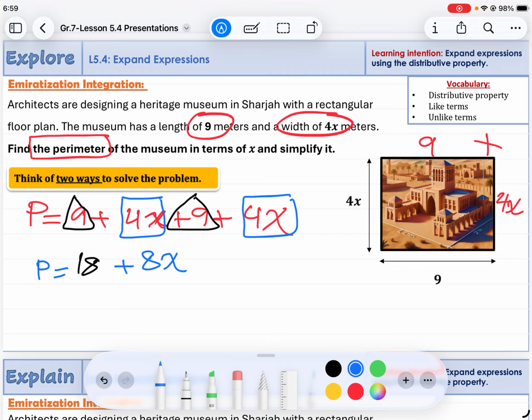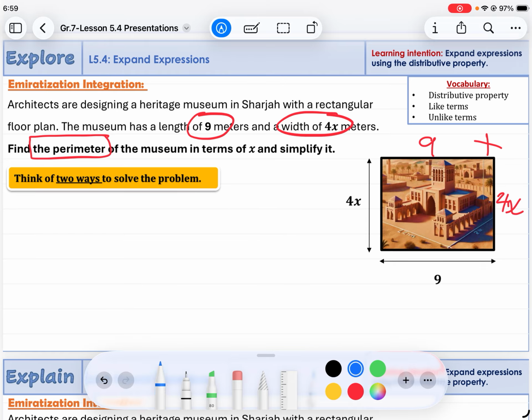In order to simplify the expression, you use shapes. Put the like terms in the same shape. 9 and 9, they're both constants. A constant is just a number. 4x and 4x are both like terms because they have the same variable raised to the same power. Now, let's move on to the other way.